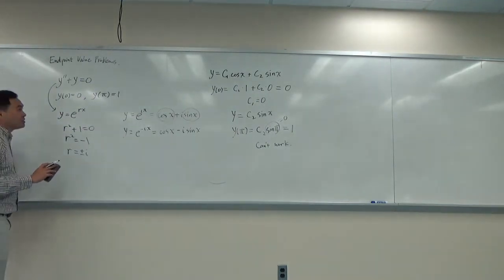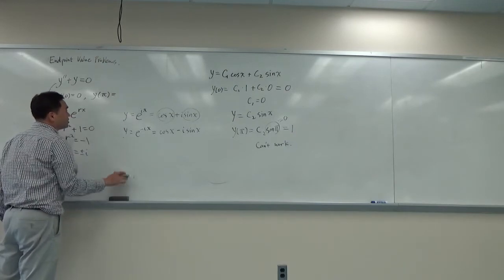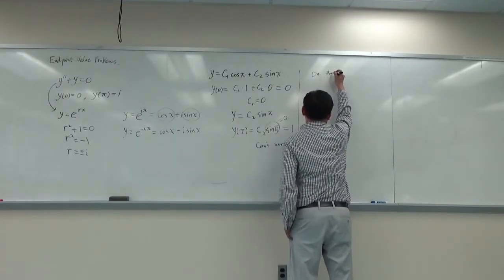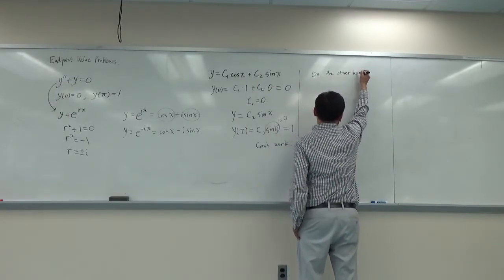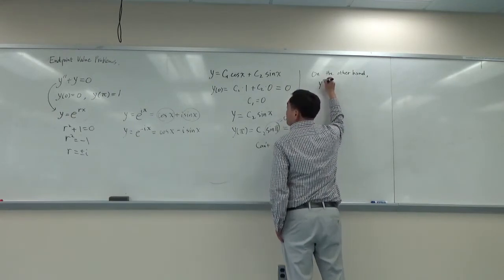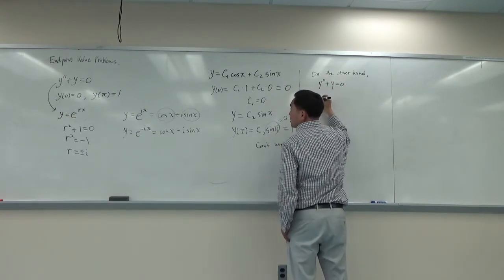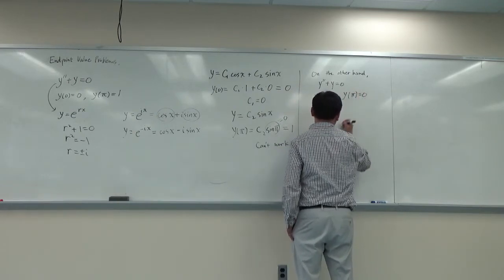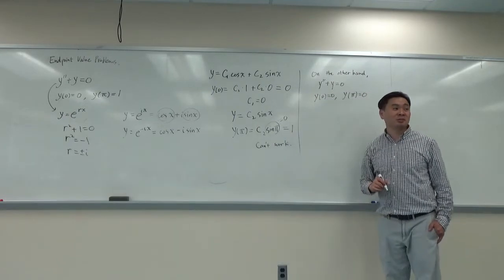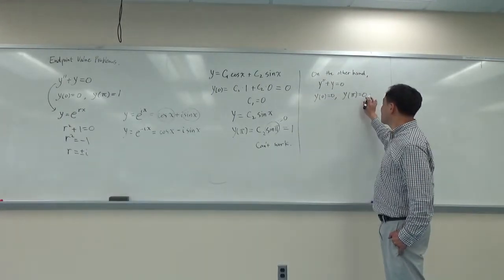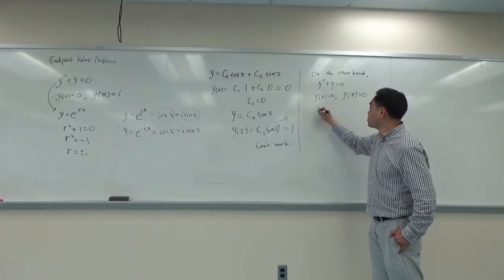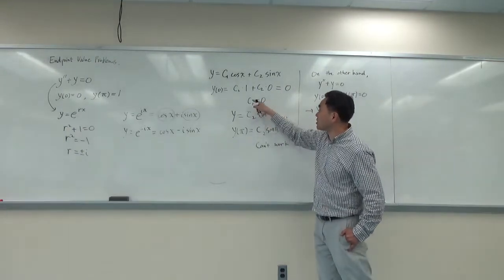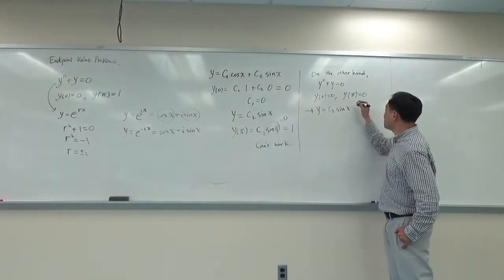On the other hand, if I were to say, let me write it here: y double prime plus y equals 0, y of 0 equals 0, and y of pi equals 0, this will actually have infinitely many solutions, because for this one, it's exactly the same. You still have y equals c2 times sine x if you solve it, and you plug in y of 0 equals 0. So this is the only remaining condition.